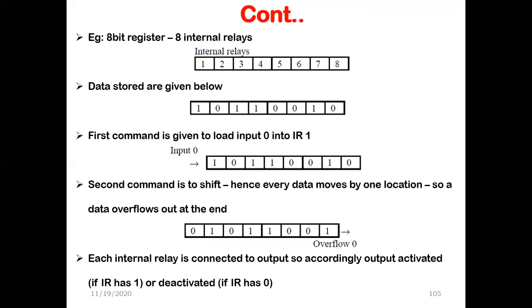So the first command is given to load input 0 into IR1. The second command is to shift. Hence every data bit moves by one location, so data overflows out at the end. Each internal relay is connected to an output. Accordingly, the output is activated if the IR has 1 or deactivated if the IR has 0.